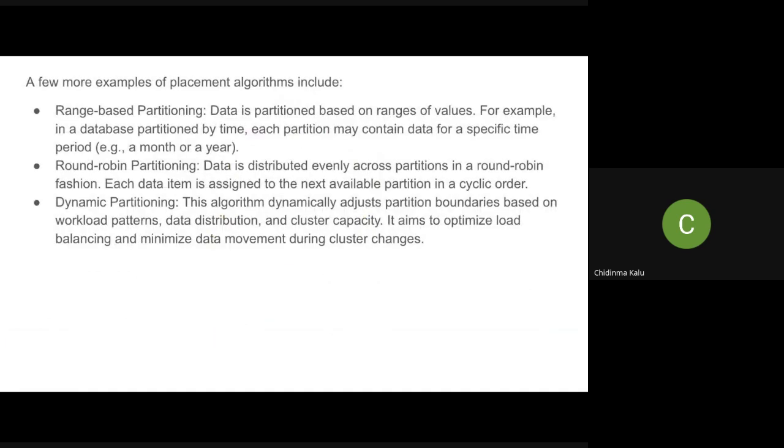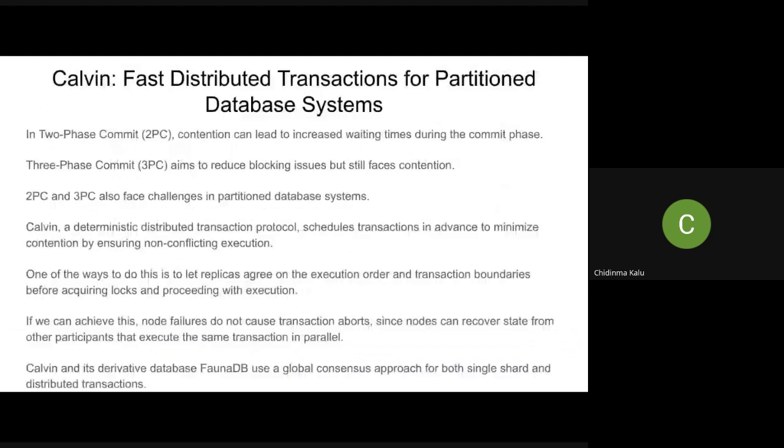There are a couple more placement algorithms for further research: range-based partitioning, round robin, and dynamic partitioning. We can look into them much later. Are there any questions on data partitioning or database partitioning? That's a no. So it's time to talk about Calvin.